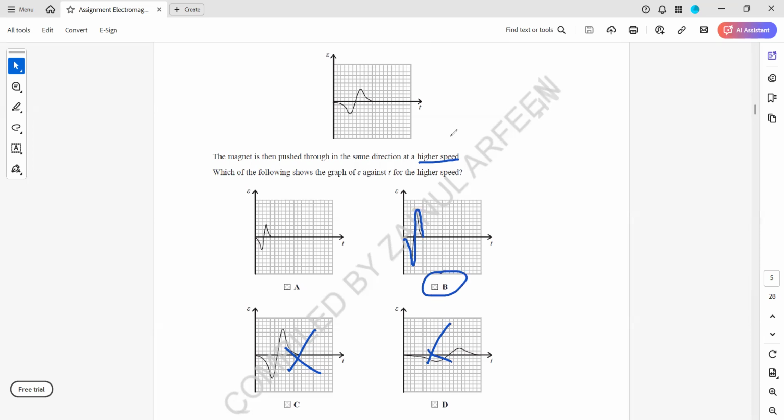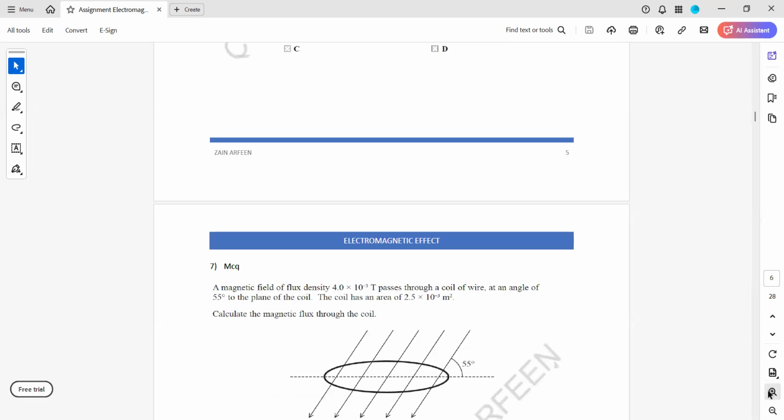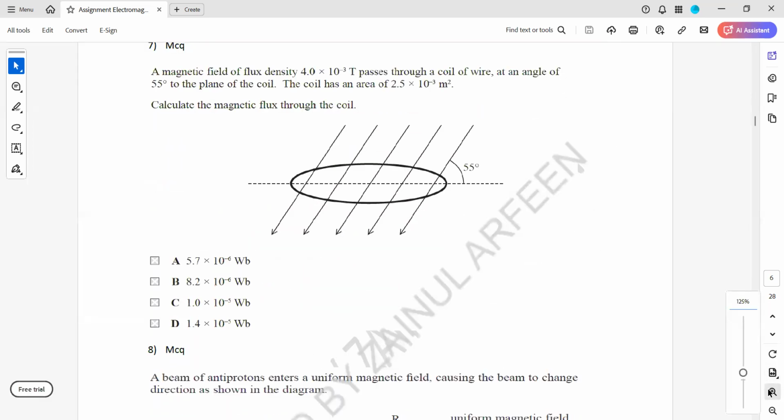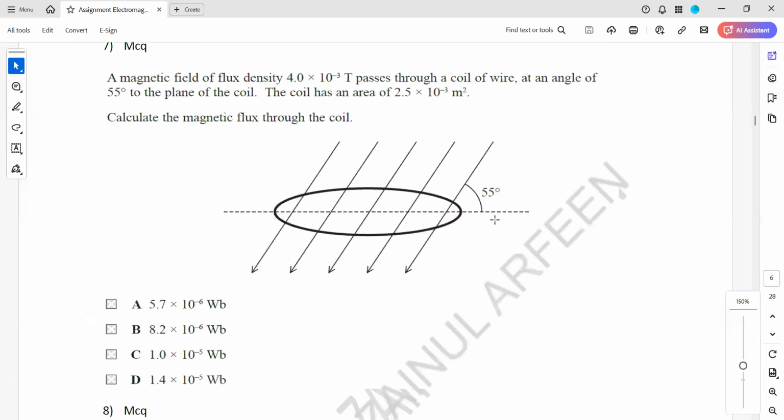And why is the direction of the induced EMF different? Because according to Lenz's law, the induced EMF always opposes the change in the magnetic field. So if it is going towards the center, it will be opposite as it moves away from the center. So the induced EMF, as in the previous question, is equal to N delta phi by delta t. That is the formula we use, and this is the rate of change of magnetic flux linkage. The greater the change of magnetic flux linkage, the greater the induced EMF.